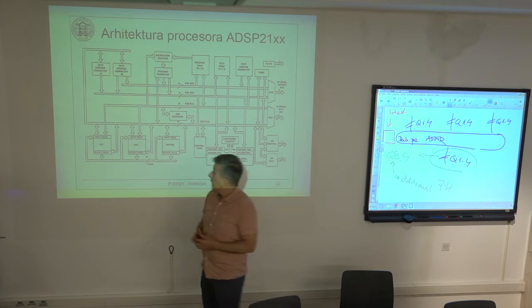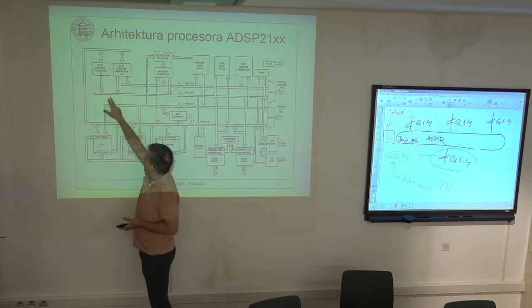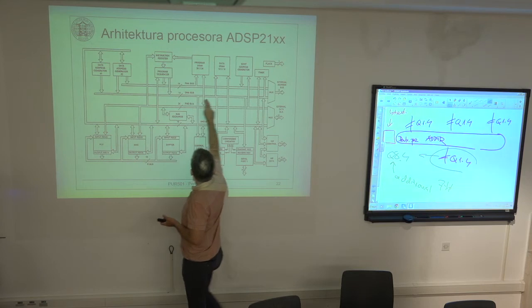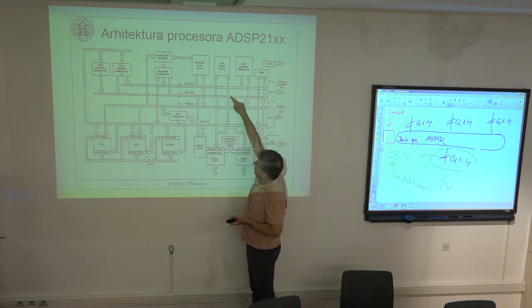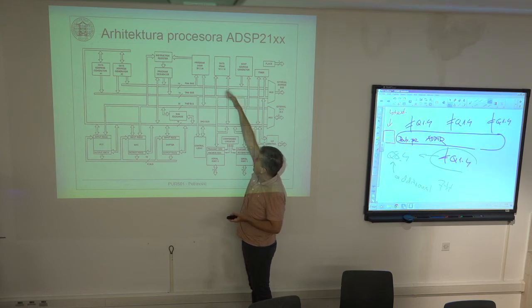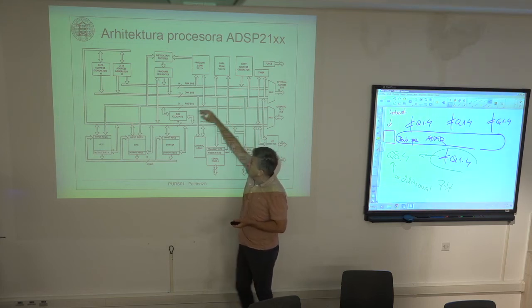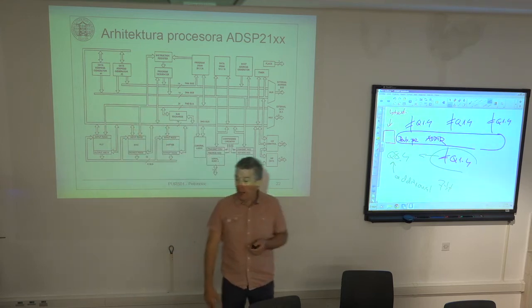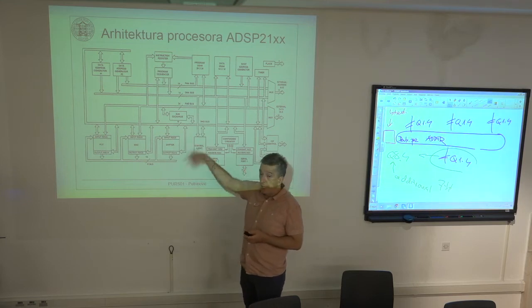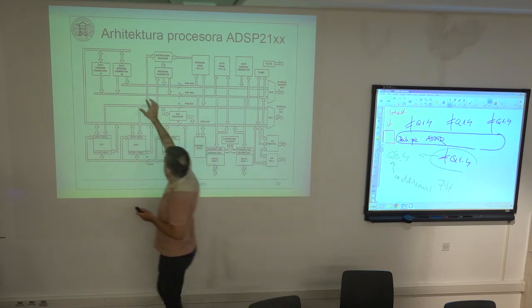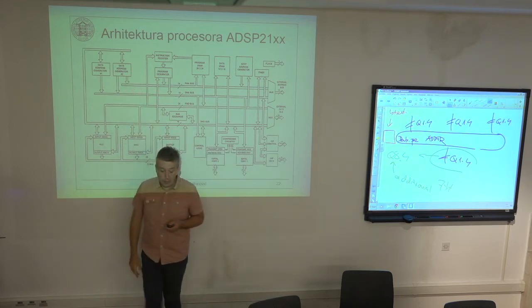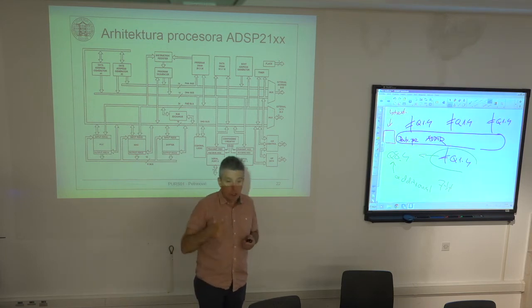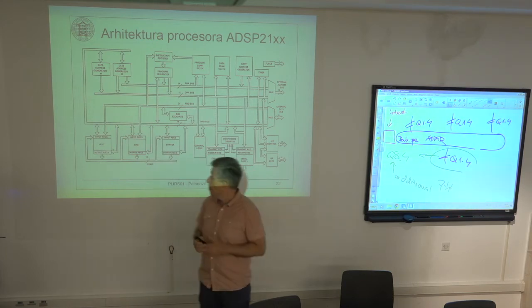The first address generator always generates the address for the data memory space. So this bus is the data memory address bus, the data space address bus. On the other hand, address generator number 2 can generate the address either for the data memory or for the program memory. So this generator can generate the address for either of the buses. Okay.